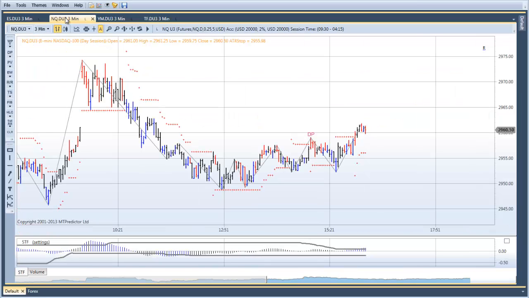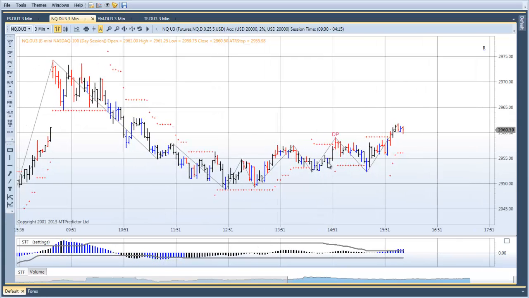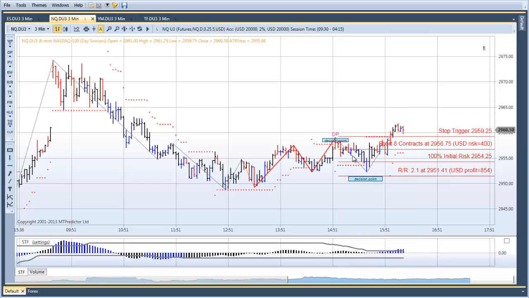If we look at the NQ, if we zoom in a bit, the only trade you'd have had would have been this DP sell here later in the day. And again, this would have come down here. It would have actually gone past the 100% initial risk level. So maybe if you're an advanced trader, you'd have brought your stop to break even. But if you hadn't, again, it would have been a -1R loss.